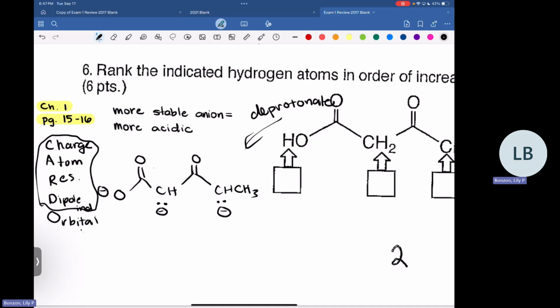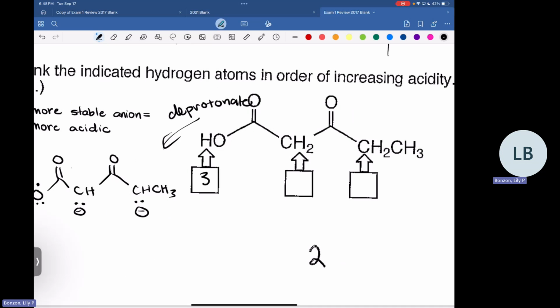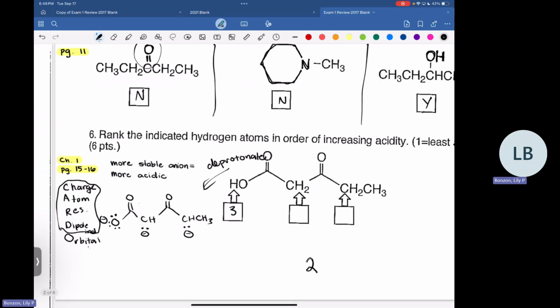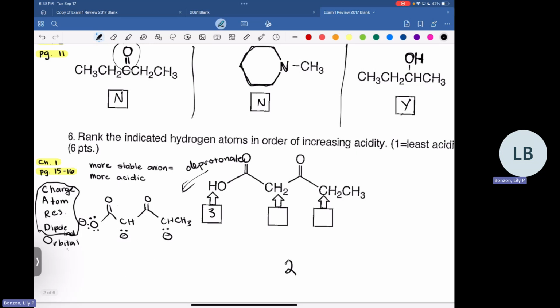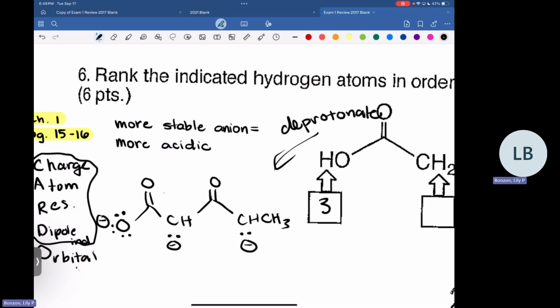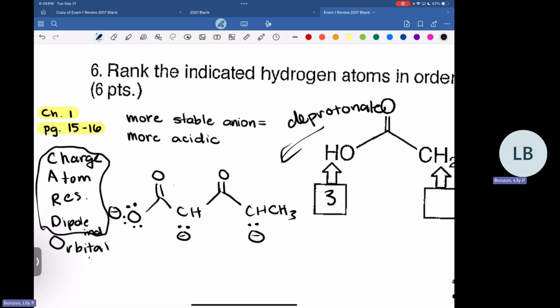So the obvious thing that we can see is that we have an O- versus two C-. And so automatically this O- is going to be our most acidic anion because oxygen is more electronegative than carbon, so it's going to be better at holding that negative charge. So this OH is going to be the most acidic. So now we're left with 2 carbons, which is a little bit tricky. But the difference between these 2 is the resonance, actually.